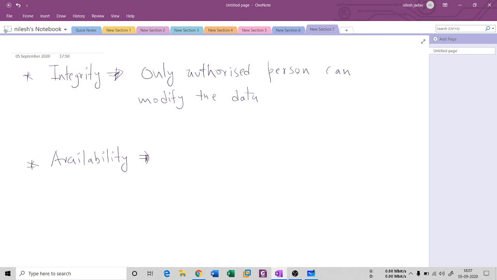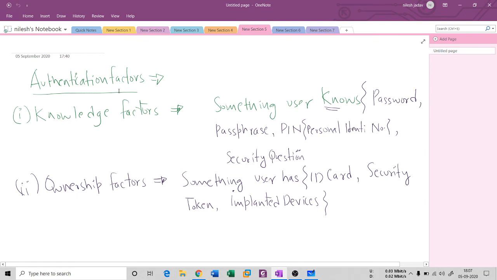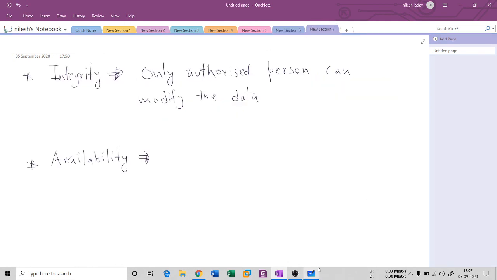Thank you for listening to me. If you have any doubt, you can ask me in the comment section. So we saw in this session confidentiality. Inside that, we saw authorization and authentication. By the way, we are dealing with the CIA Triad. We also saw the authentication factors: knowledge factors, ownership factors, and inheritance factors. And then at last, we saw integrity, and we saw all these diagrams about integrity and a hashing tutorial. We also saw availability. So this is the thing.